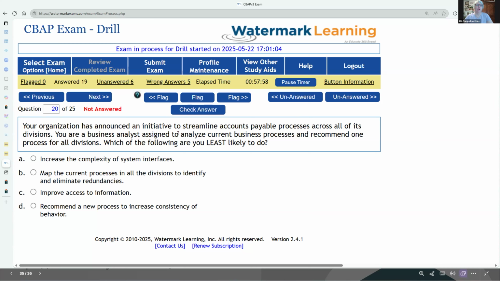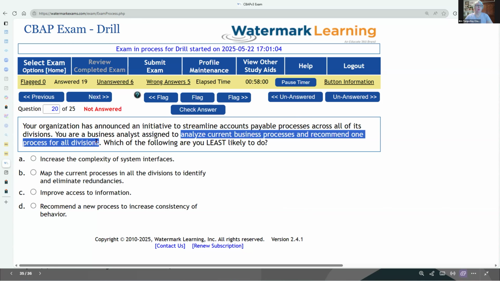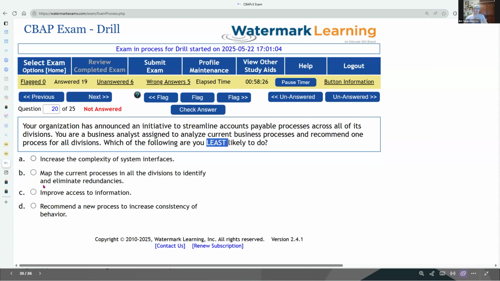You are analyzing current processes and recommending one for all divisions. So which task are you in? Analyzing design options and recommend a solution. Okay. Analyze potential value and recommend solution. Yeah. Okay, you're getting there. So for that one, which you're least likely to do is going to probably mean that these are elements, and you need to know which task you're in to know the elements.